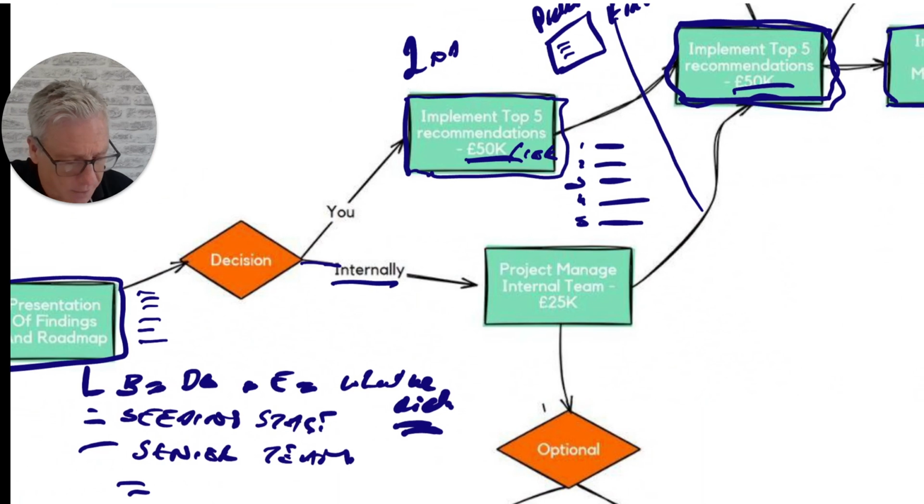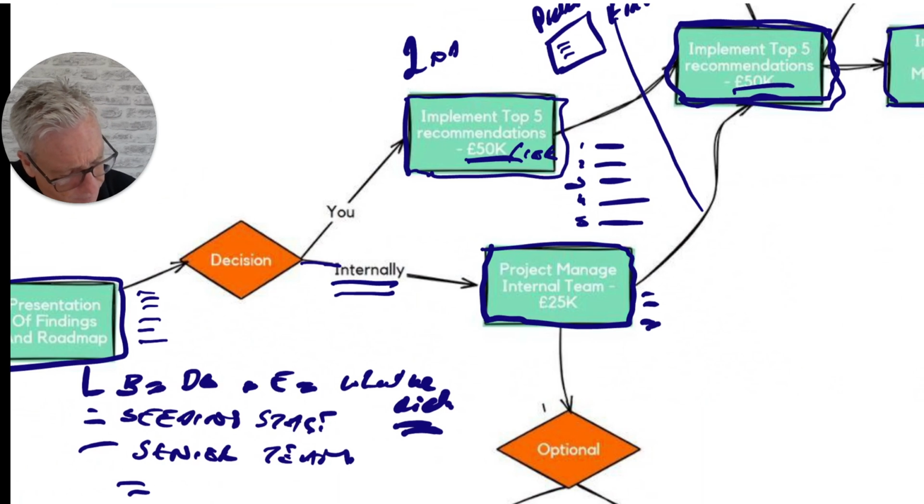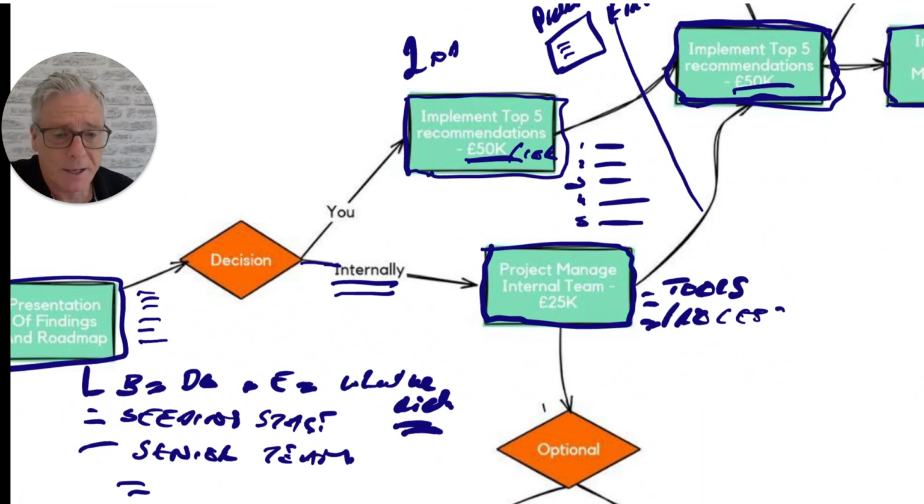There's a process I go through with clients, which is about making cash from people that say no. So it's no surprise that a large percentage of people that you work with at some point are going to want to do it internally. So why would you not create a solution for that? So here you can create an option where you give their internal team all of your tools and processes and project manage them, and that might be to do the same top 5 recommendations, but instead of 50k, you would charge 25k, and you would project manage them and make sure it gets done.